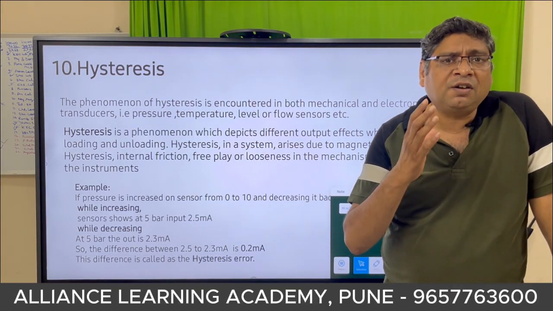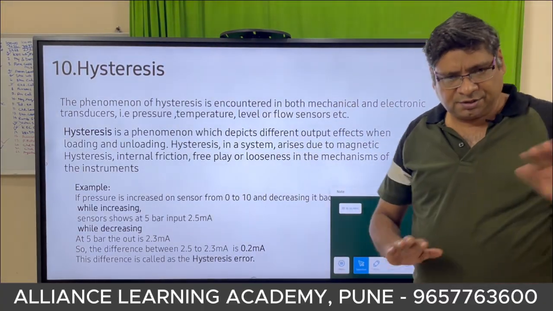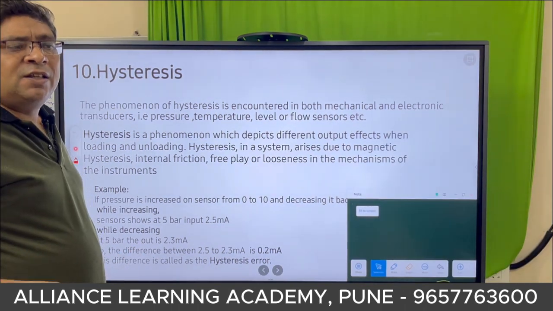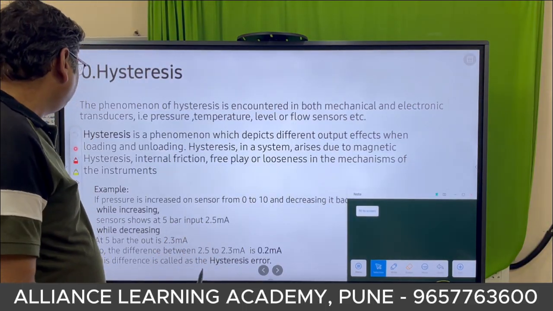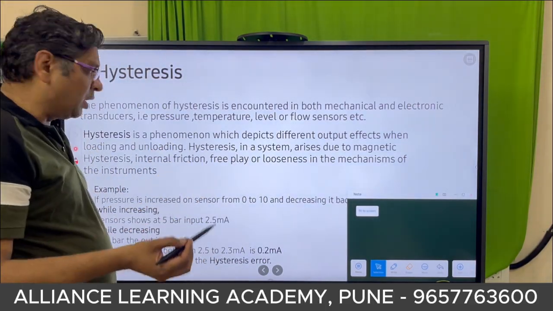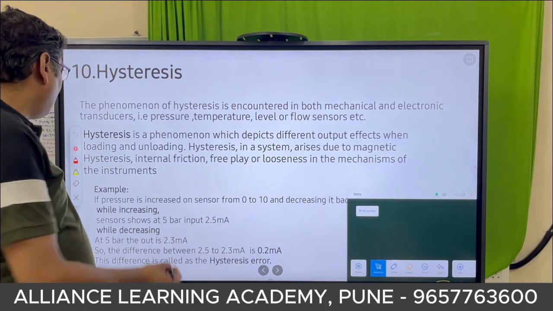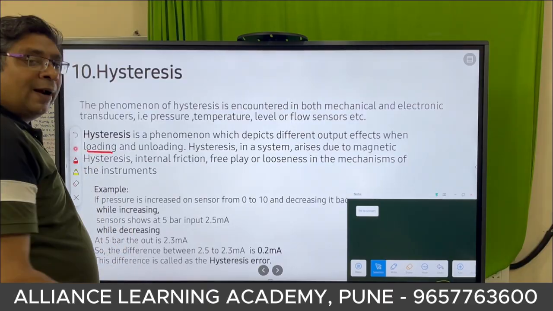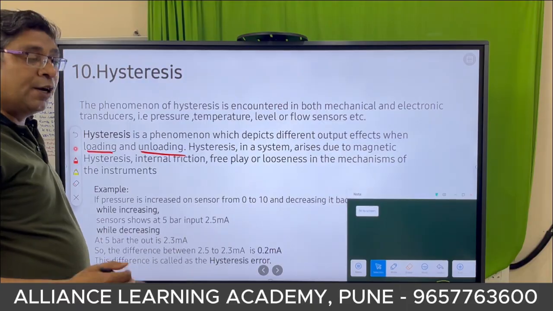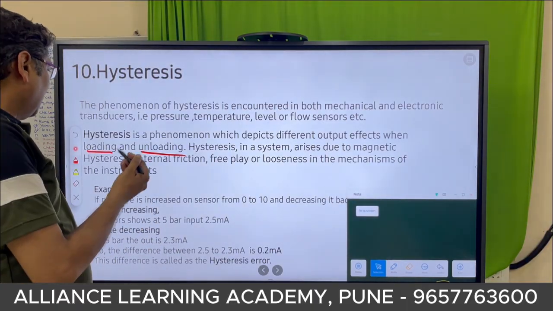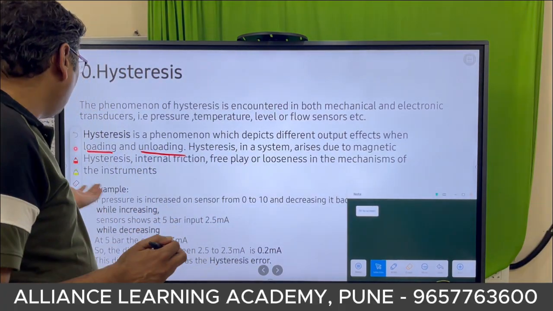What is the definition of hysteresis? Here is the definition of hysteresis. Now we will understand the definition of hysteresis first. It's a simple definition, right? So, hysteresis is a phenomenon which depicts different output effects when loading and unloading. Hysteresis in a system arises due to magnetic hysteresis, internal frictions, free plays or looseness in the mechanism of instruments.